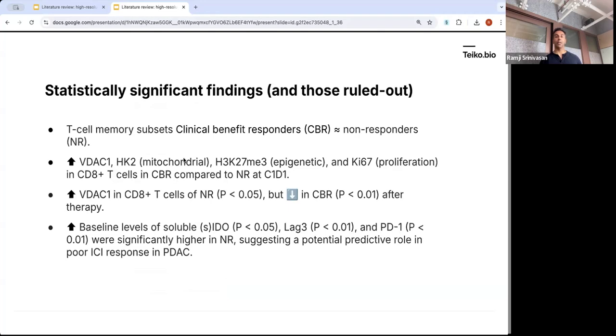So in the original paper, they saw that clinical benefit responders were comparable to non-responders. VDAC, HK2, HK32ME were up in clinical benefit responders, and VDAC1 and CD8 positive T cells in non-responders were up. And then the last finding was baseline levels of soluble IDO, LAG3, and PD1 were higher in non-responders.